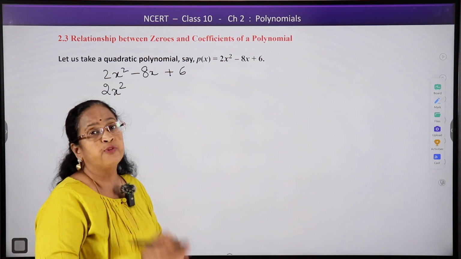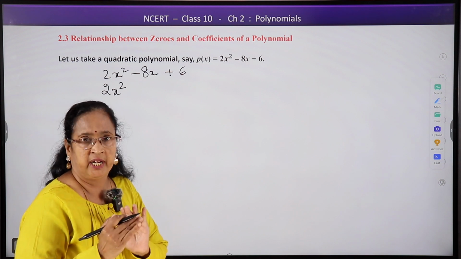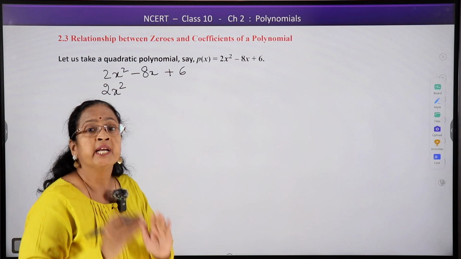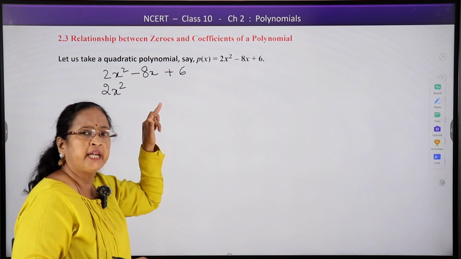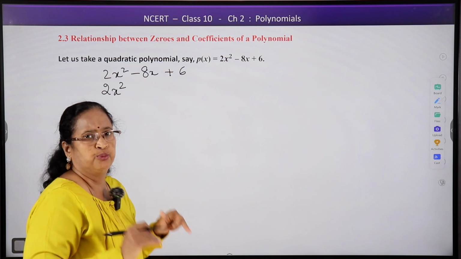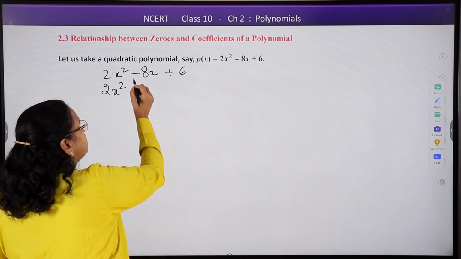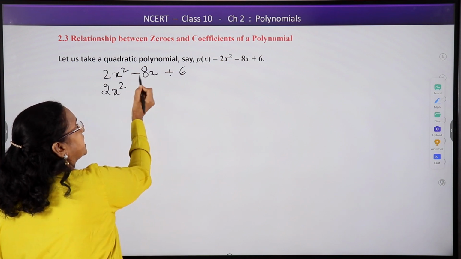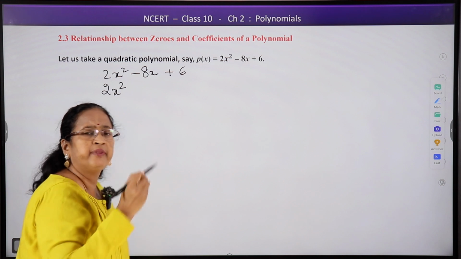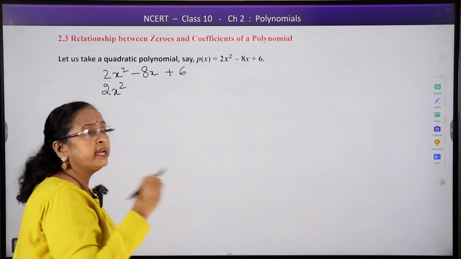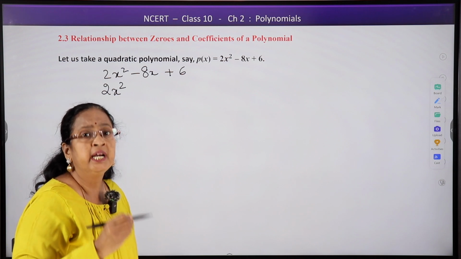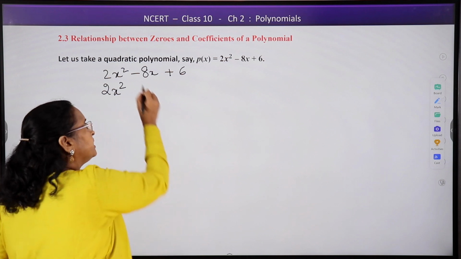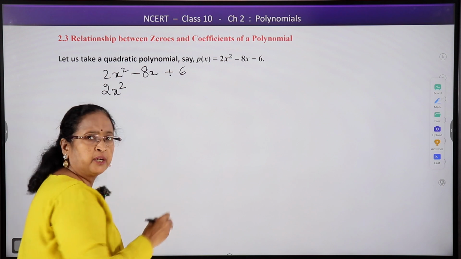Why? Because 4 plus 3 is 7, and 6 plus 2 is 8. Our requirement is 8, so we can take only 6 and 2. Please remember, here is a negative sign. Whenever we take a negative sign, we need to see that the greater number has to have the negative sign. Then only this will satisfy the equation.